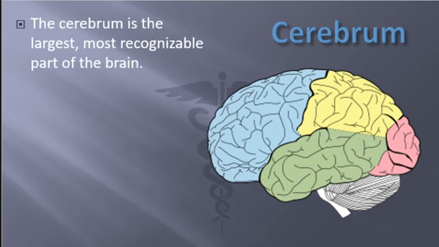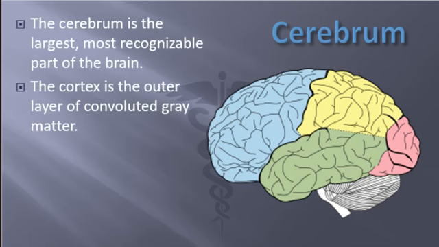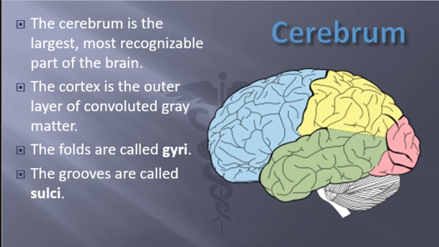All right, so it's the largest, most recognizable part of the brain. The cortex is the outer layer of convoluted gray matter. Gray means it's doing the thinking, right? The folds that go in are called sulci, like the little valley part. And the part coming up is called the gyri. A single one we call the gyrus.